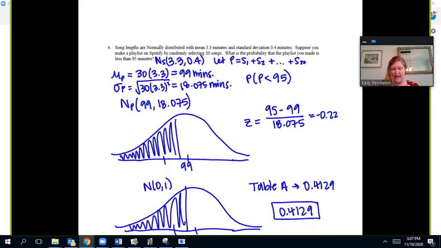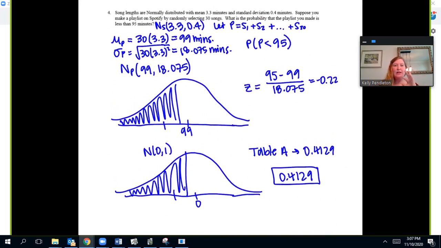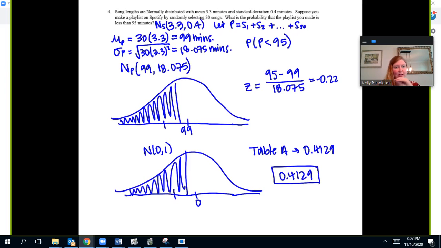All right, here you go. We're adding together 30 songs. Remember, each song will have its own different length, and so we're adding 30 variables together instead of taking one and multiplying it by 30. So we have to use the sum rules for that instead.